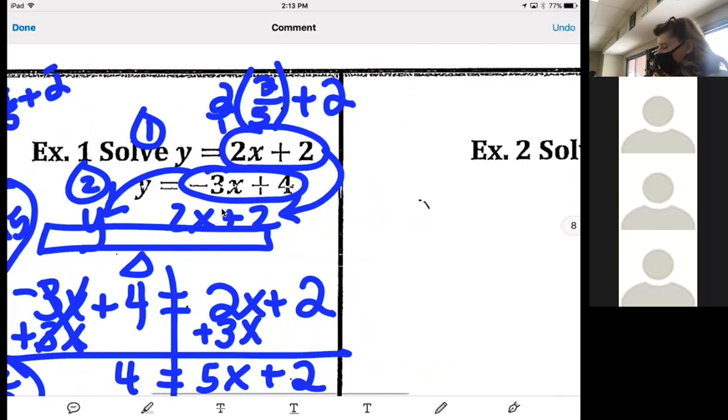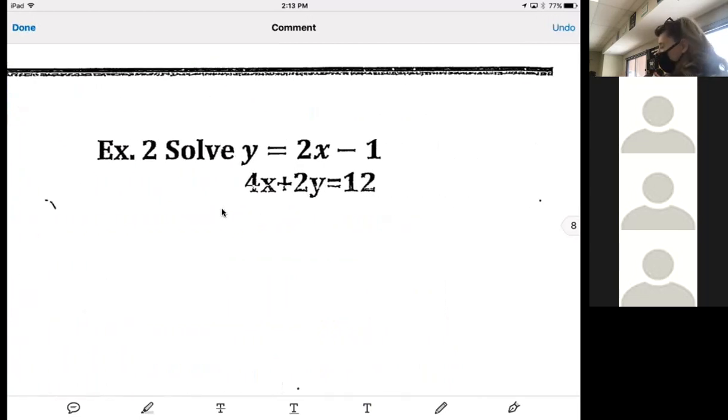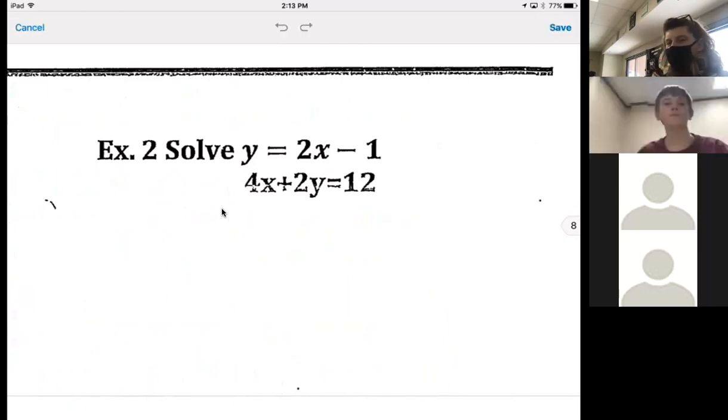All right, so let's move over here to example 2. Any questions at home? You guys are super quiet. Is it making more sense the second day around? I hope so.